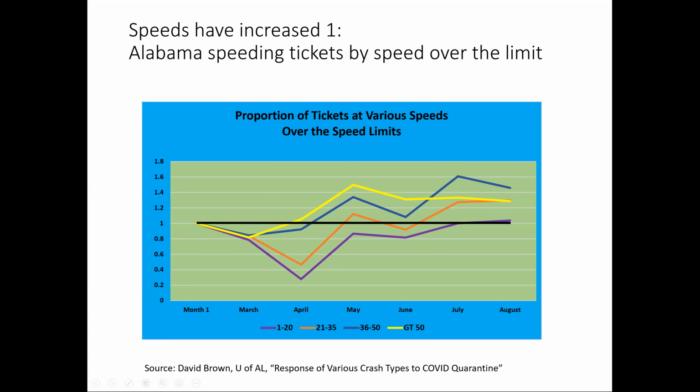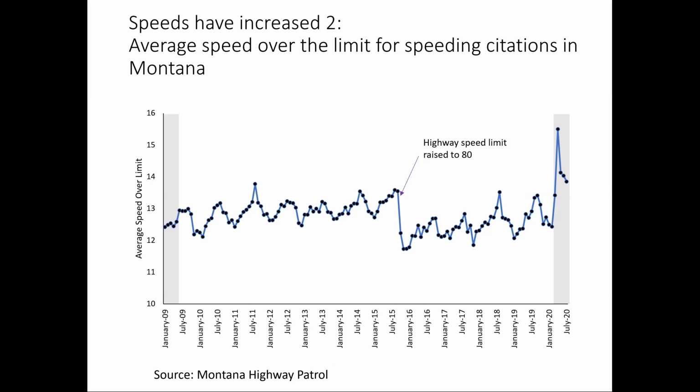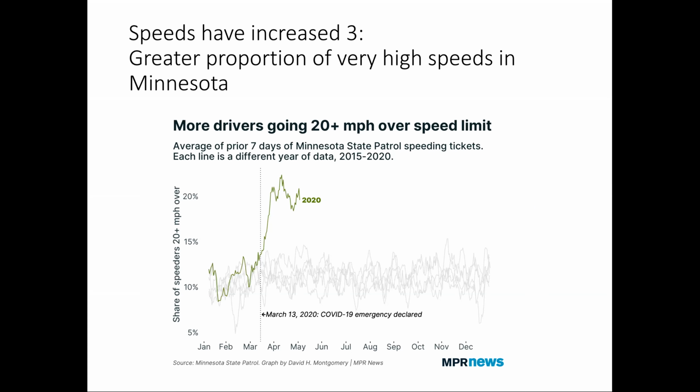So this is data from Alabama on what percentage of the speeding tickets given out are at very high speed. So you can see 1 to 20 miles above the speed limit, 20 to 35, 35 to 50, and then greater than 50. So the share of tickets that are over 35 miles per hour above the speed limit has gone up quite a lot in 2020 relative to 2019. If you look at Montana, I just sort of tried to Google around and see where I could get data. If you look at Montana, the average speed over the speed limit for tickets has gone up quite a lot. If you look at Minnesota, the share of tickets at very high levels has gone up a lot.